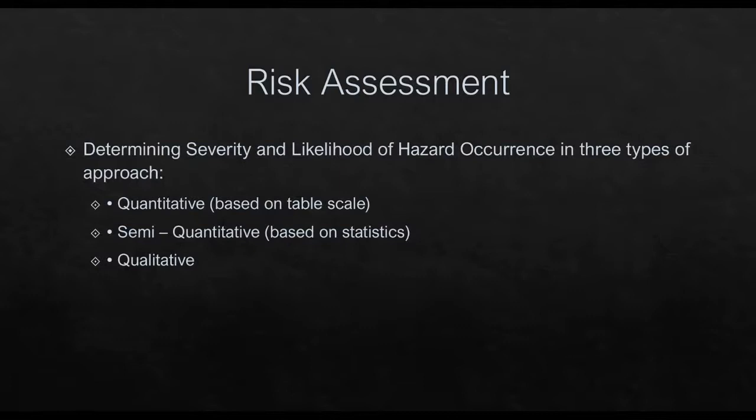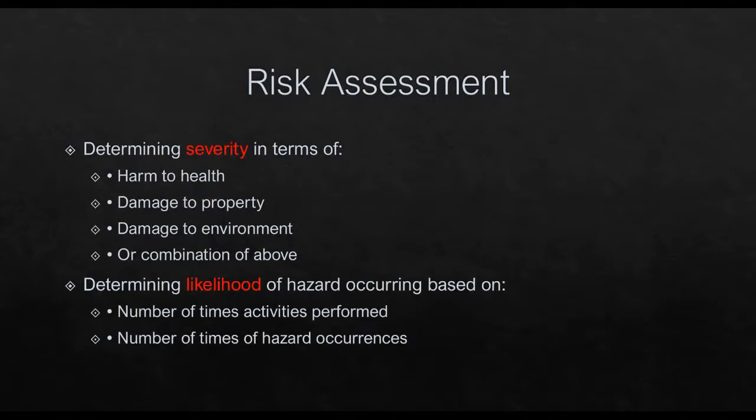So the first type of approach is the quantitative approach, which is based on a table scale. The next approach is the semi-quantitative, which is based on statistics. And the third one is the qualitative. So we take a look at each of them. The first one is the quantitative, based on table scale.